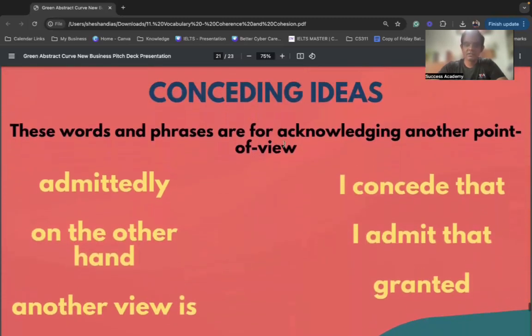Conceding ideas, right? So this is the final one. This means when you're acknowledging another point of view. That means you have given one point of view, but you're writing a different point of view. You're admitting there is another side to the argument that you have already written. Admittedly, on the other hand, another view is, I concede that, I admit that, granted. So these are some words you can use if you have written one point of view, but you want to write another point of view, or you admit that there is another point of view. All right.